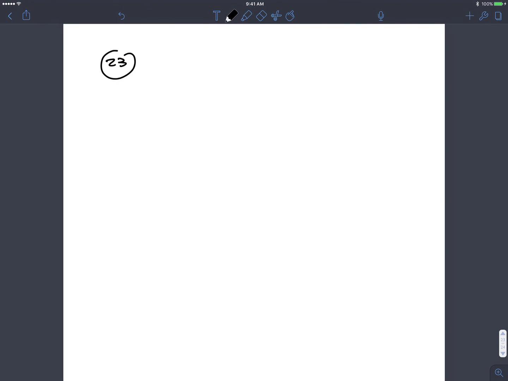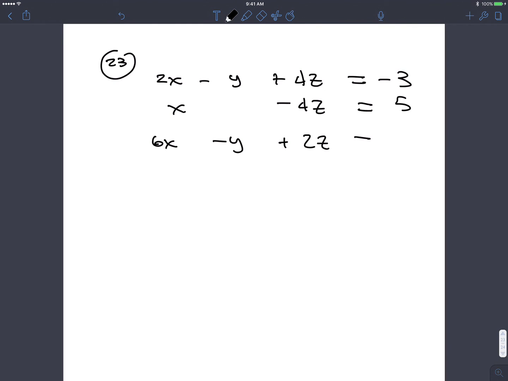Notice that brings us up to 23, which we did in class as well. We have 2x minus y plus 4z is going to equal negative 3. x minus 4z is going to equal 5. 6x minus y plus 2z is positive 10.